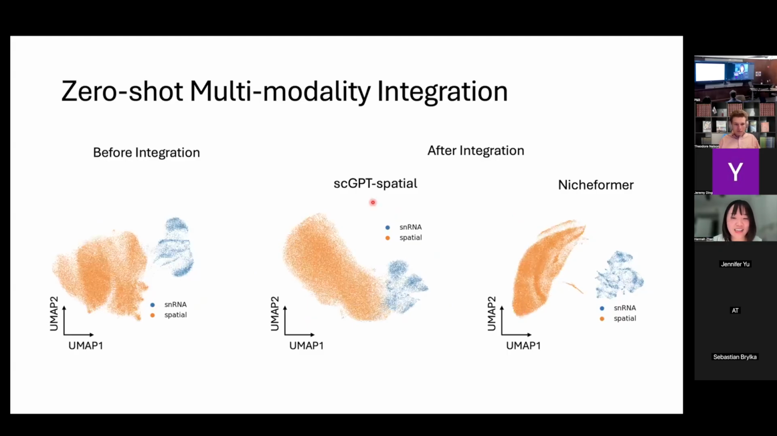Next, I tried to do multimodality integration, which I realized is not going to happen. Before the integration, it was one cluster for the single nuclear RNA and one cluster for the spatial data. But after the integration, I don't think scGPT spatial or Nicheformer can do this job, because one is just worse than the other.